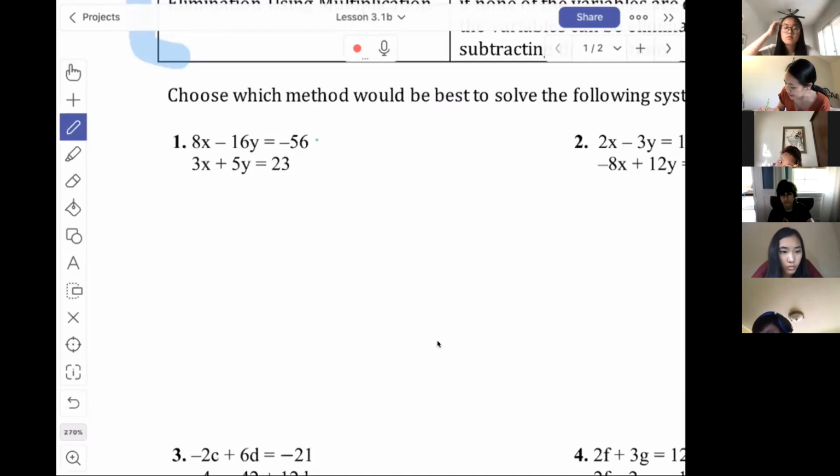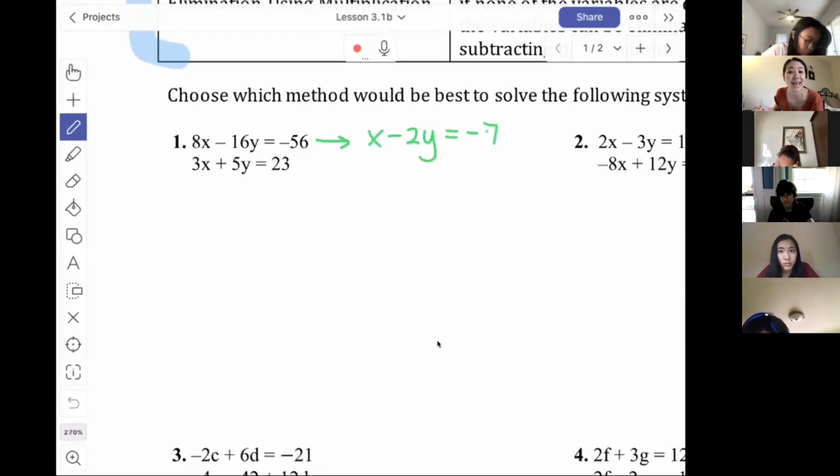So I'm going to reduce down this top equation by dividing the entire equation by 8. And that makes life a lot easier when it comes to solving these, okay? So I divided everything by 8. Now, when I look at that, I have a variable all by himself right here. So I want to use substitution, okay? So help me from here by solving for x.